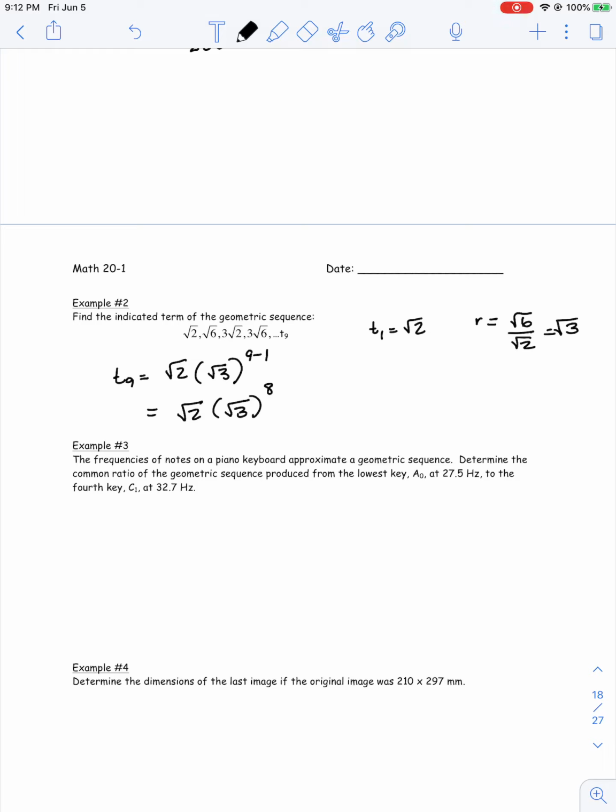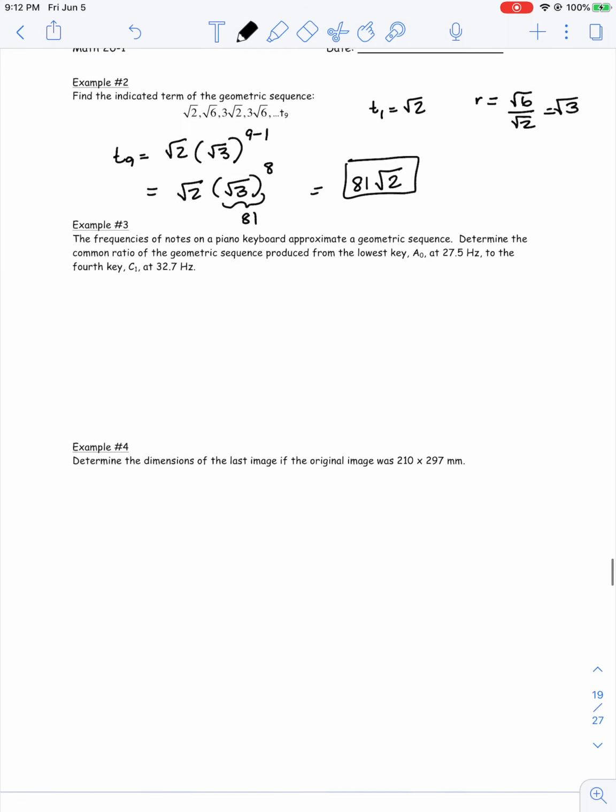So if you put square root of 3 to the power of 8 in your calculator, you're going to get that that is 81. So we can write it then as a coefficient of 81 times square root of 2 if we want to keep the answer exact. So this would be the exact answer for term number 9.